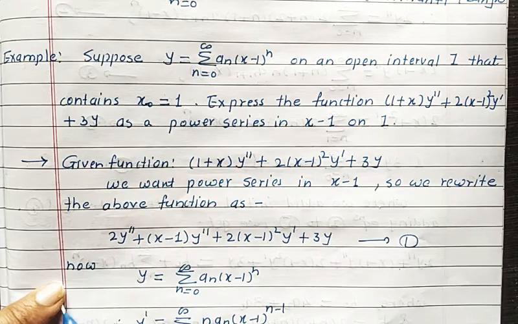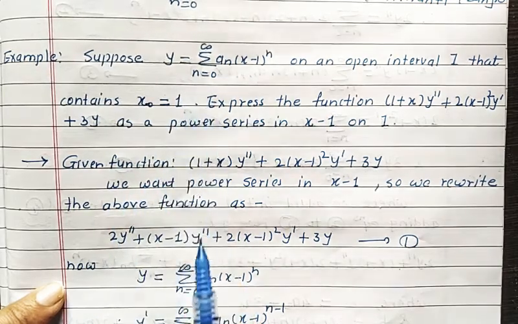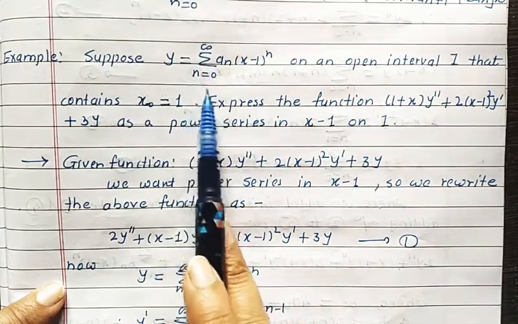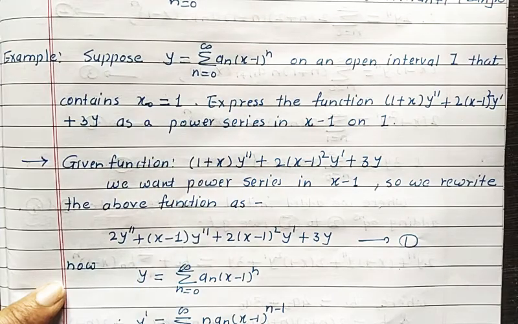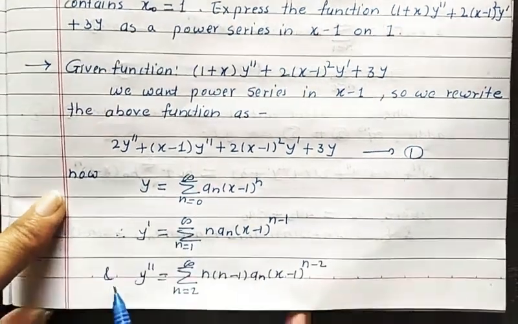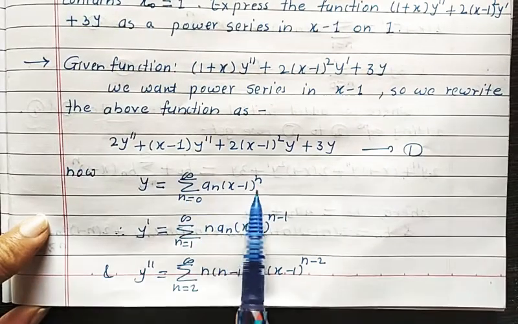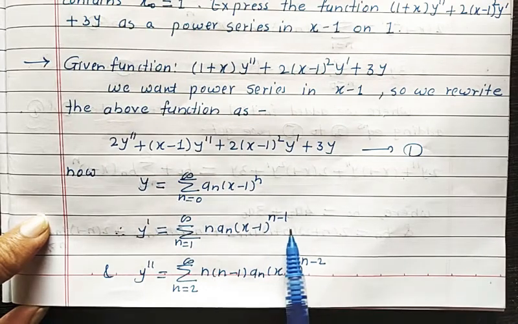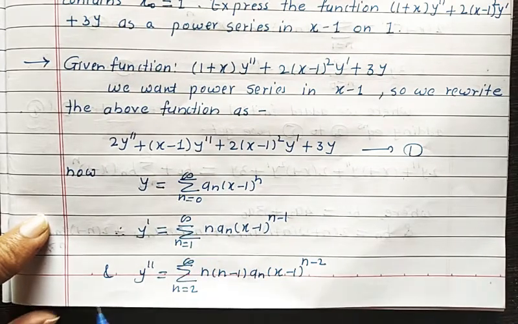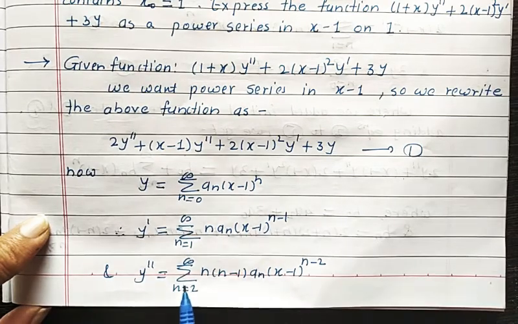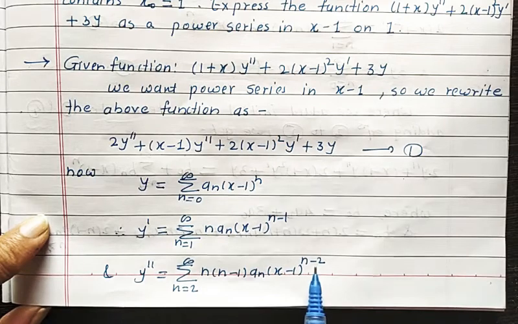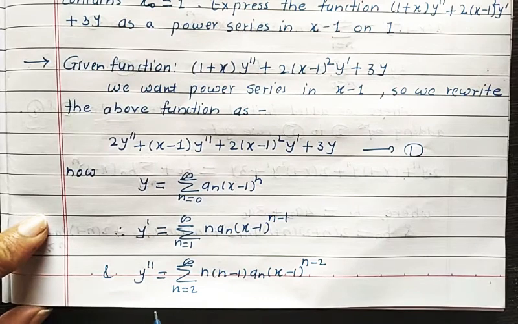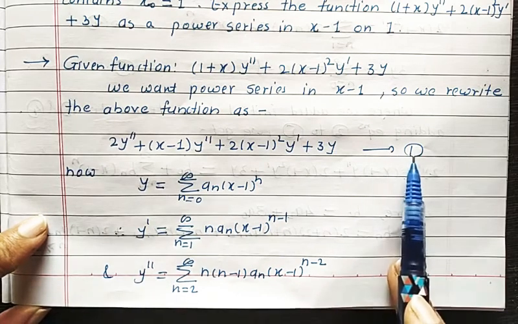Now, this y is given. From this y we calculate y dash, y double dash, and substitute these values in equation 1, and then we simplify. So what is y? y is summation a n x minus 1 raised to n, n varies from 0 to infinity. From that, y dash is summation n a n x minus 1 raised to n minus 1, n varies from 1 to infinity. And y double dash is again its derivative, so that is n into n minus 1 a n x minus 1 raised to n minus 2, n varies from 0 to infinity. In the next step we will substitute these values in equation 1.